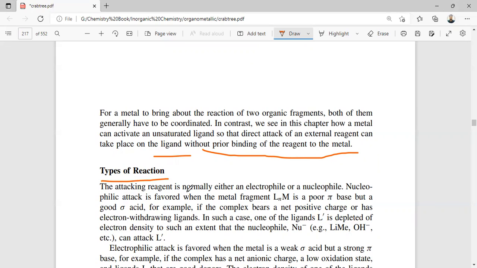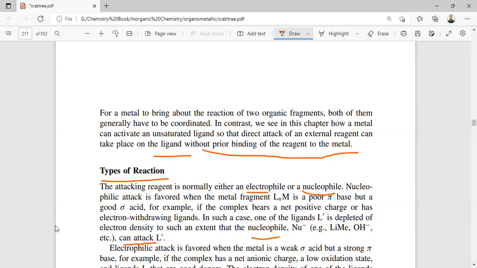The attacking reagent is normally either an electrophile or a nucleophile. Nucleophilic attack is favored when the metal fragment is a poor pi base but a good sigma acid. For example, if the complex bears a net positive charge or an electron-withdrawing ligand, in such a case one of the ligands is deflected of electron density to some extent, so that a nucleophile can attack the L dash.